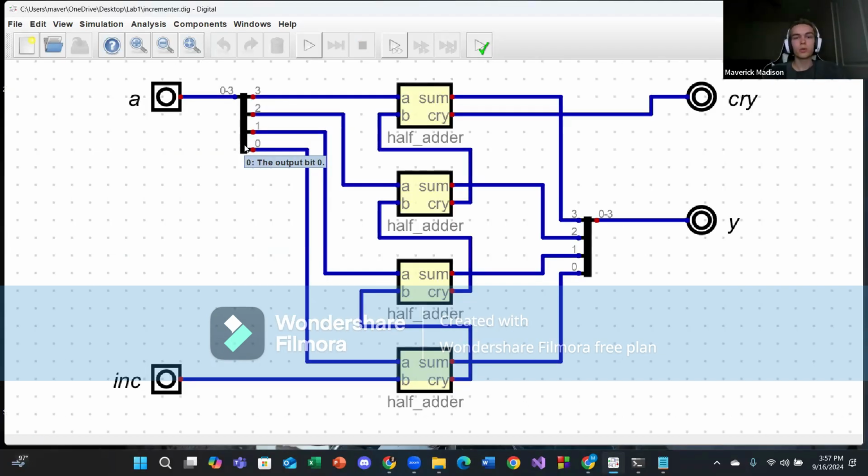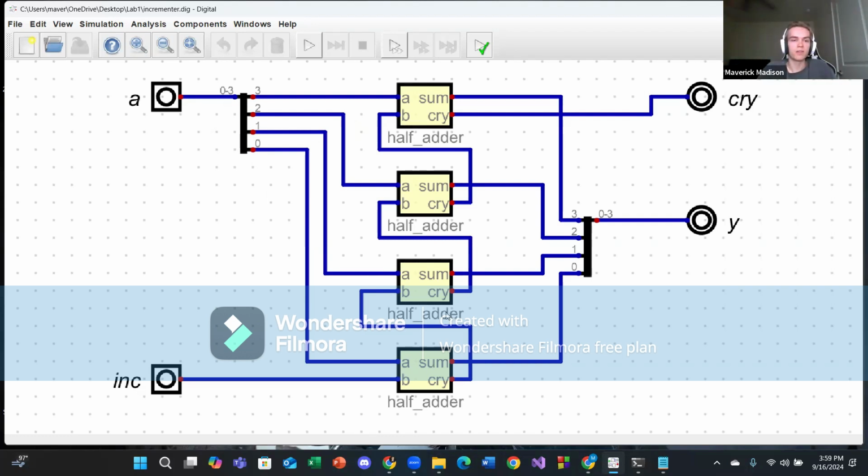We use the incrementer when we want to increment our chosen 4-bit number by a numerical value of 1. So in the schematic, we take an input decimal number and convert it into a 4-bit binary representation via a splitter/merger, which is this long black line right here. Each of the bits of the converted inputted number is the input for the A value, which goes into each of the half adders as shown on the screen in Digital.